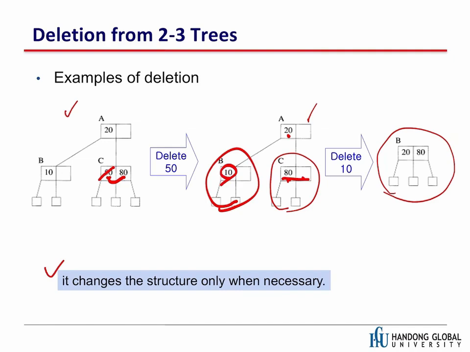So when we insert or delete, then we don't touch the structure if not necessary. Okay, so we can save lots of time here. So 2-3 trees are simpler than AVL trees. We don't have to worry about the rotation, and we don't have to worry about the BF, etc. But 2-3 trees have 3 subtrees, okay?